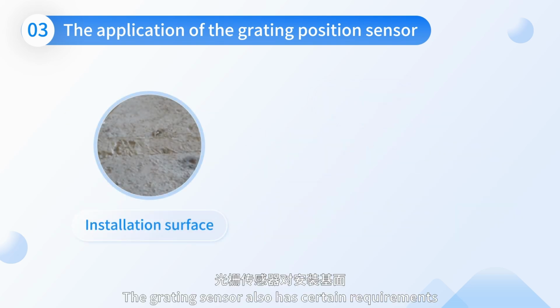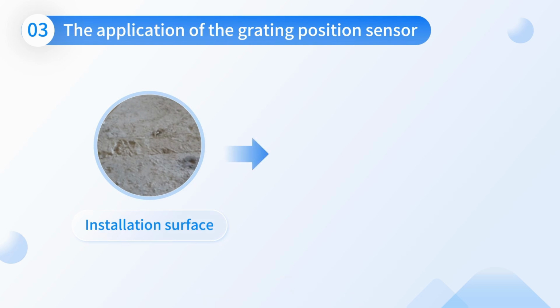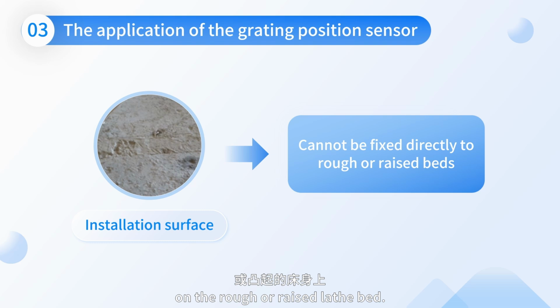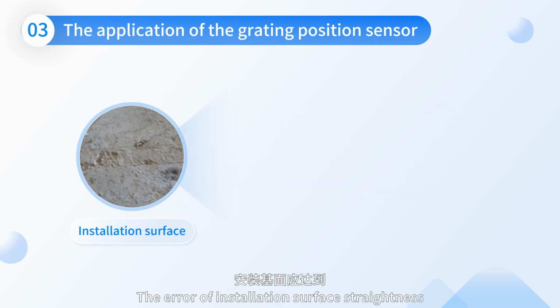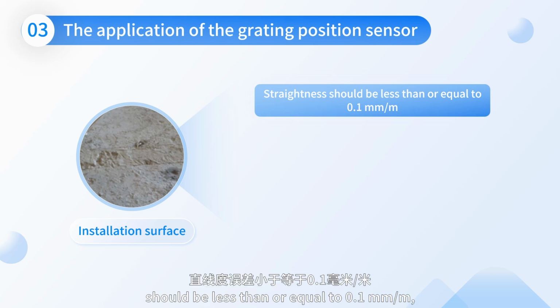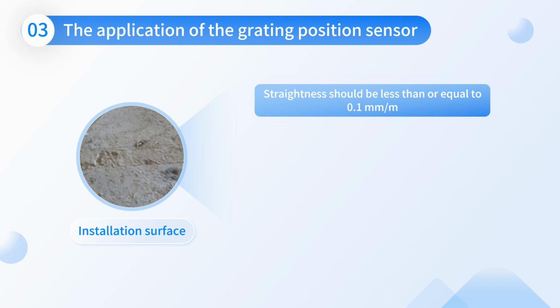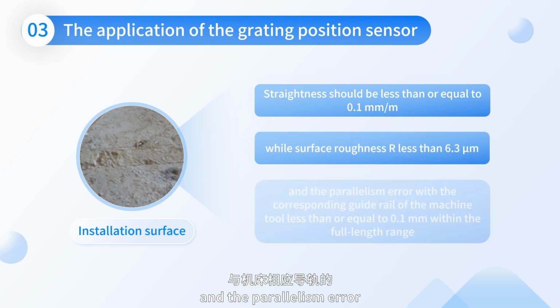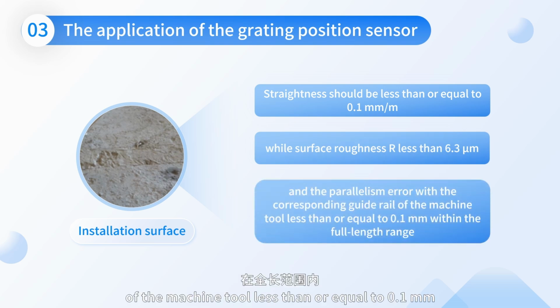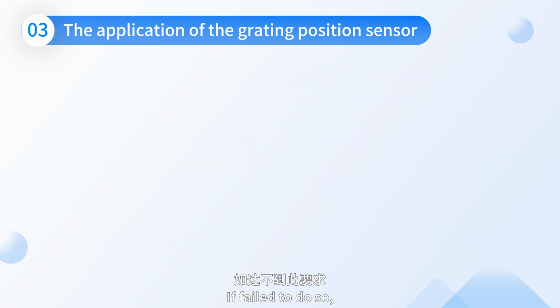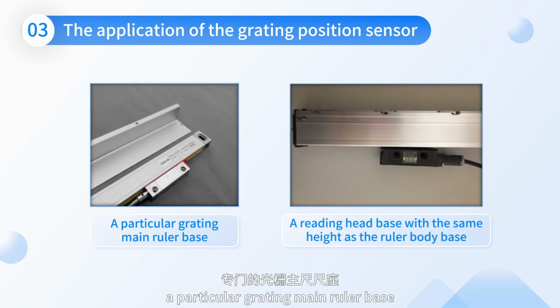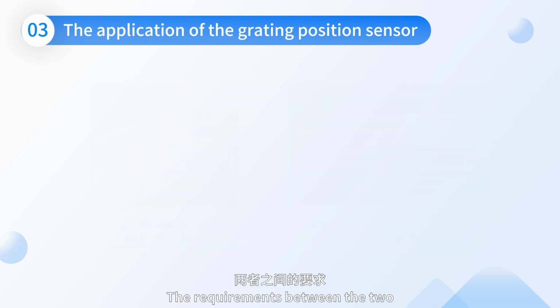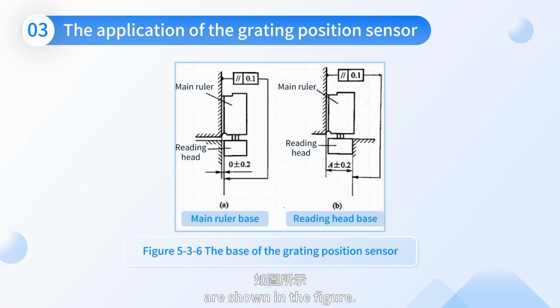The grating sensor also has certain requirements for the installation surface, and cannot be directly fixed on the rough or raised lathe bed. The error of installation surface straightness should be less than or equal to 0.1 mm per meter, while surface roughness should be less than 6.3 micrometers. And the parallelism error with the corresponding guide rail of the machine tool should be less than or equal to 0.1 mm within the full-length range. If failed to do so, it is required to make a particular grating main ruler base and a reading head base with the same height as the ruler body base. The requirements between the two are shown in the figure.